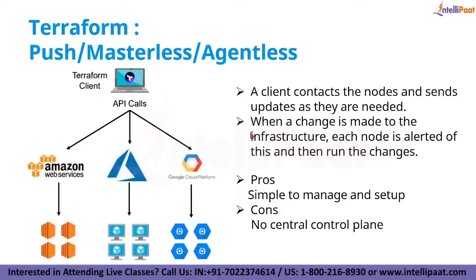And so when a change is made to the infrastructure, each node is alerted about this, and then runs the changes. Suppose I have made some changes to this particular environment, this VM only, and I want to change it for the whole VM. So the API will get to know that I have to do it for all these environments. And my team members get to know I have made these changes.